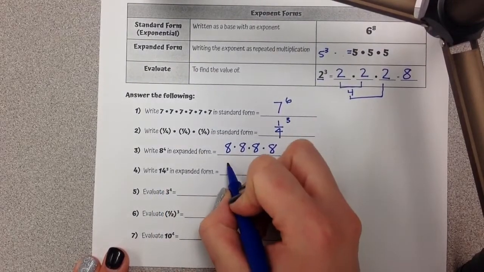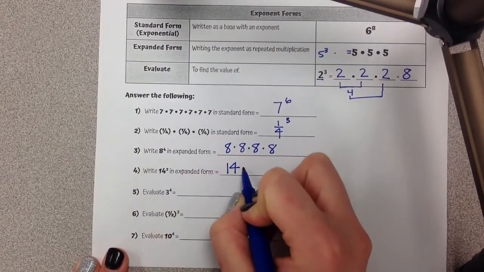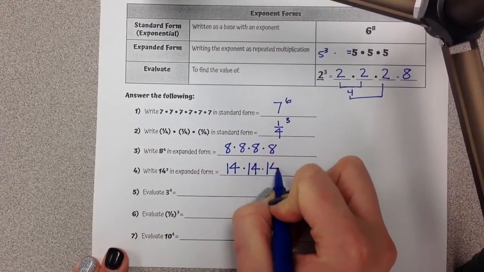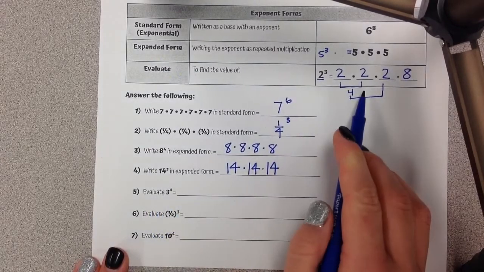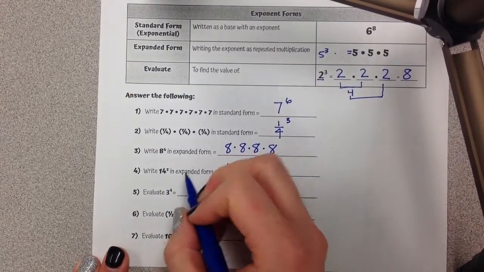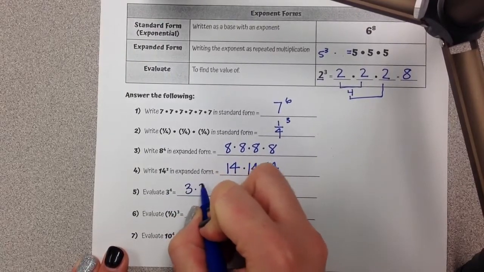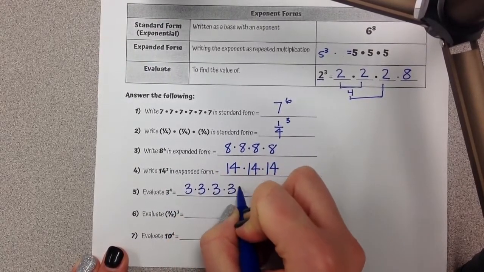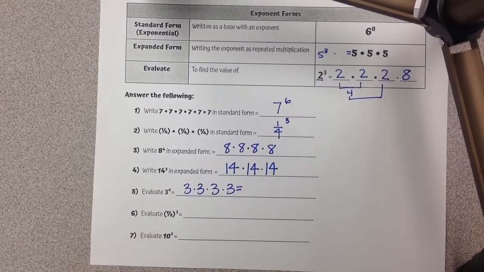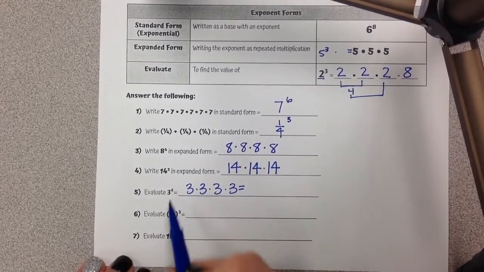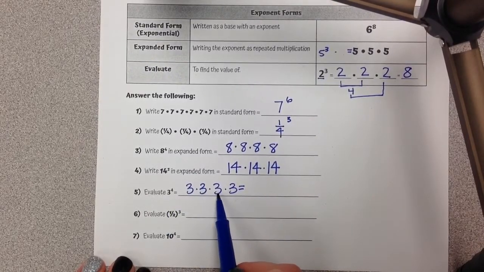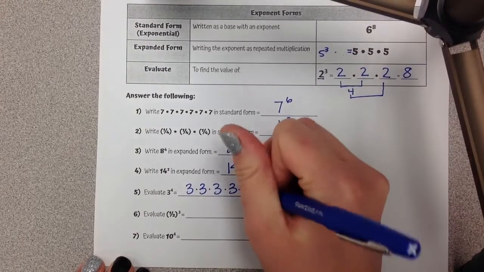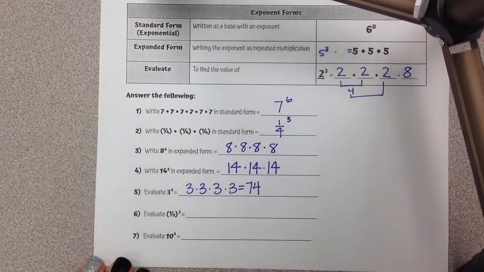14 to the 3rd power. My base number is 14. I'm multiplying it 3 times. 1, 2, 3. Now I'm evaluating, so it's telling me to find the value of, like I did right here. So I'm going to show my work that 3 to the 4th power is 3 times 3 times 3 times 3. And you may use a calculator to do this. Remember, we're not doing 3 times 4 equals 12, so 3 times 3 equals 9, times 3 is 27, times 3 is 81. Okay, so that is the value.